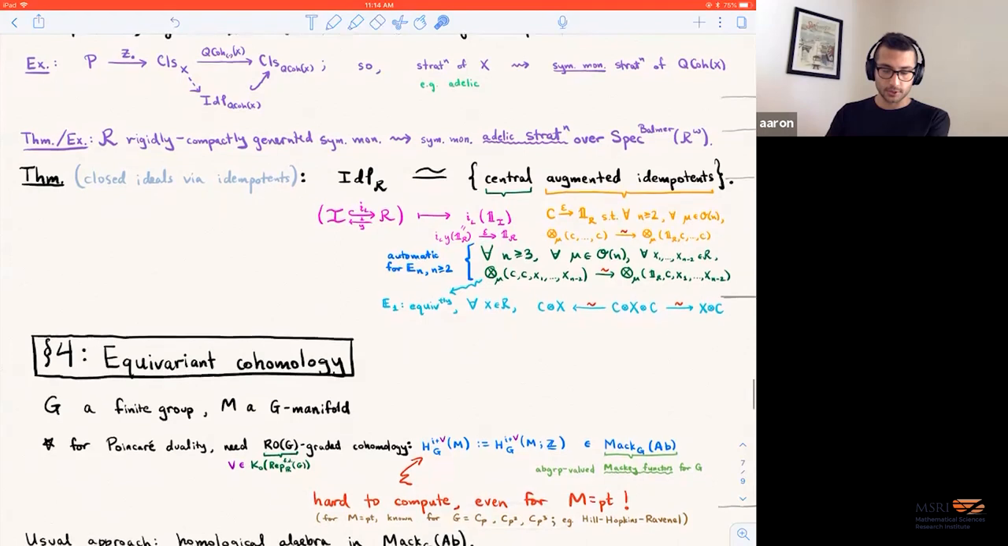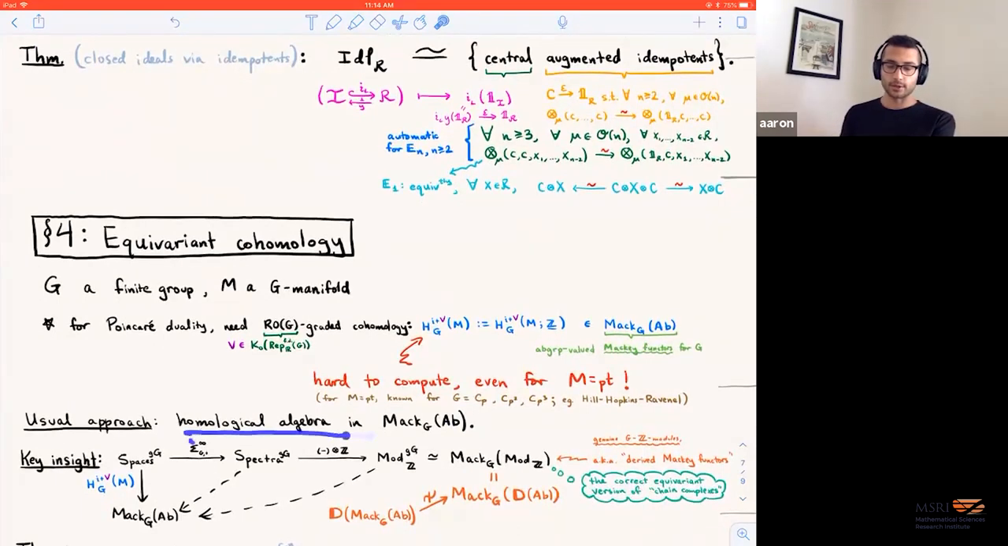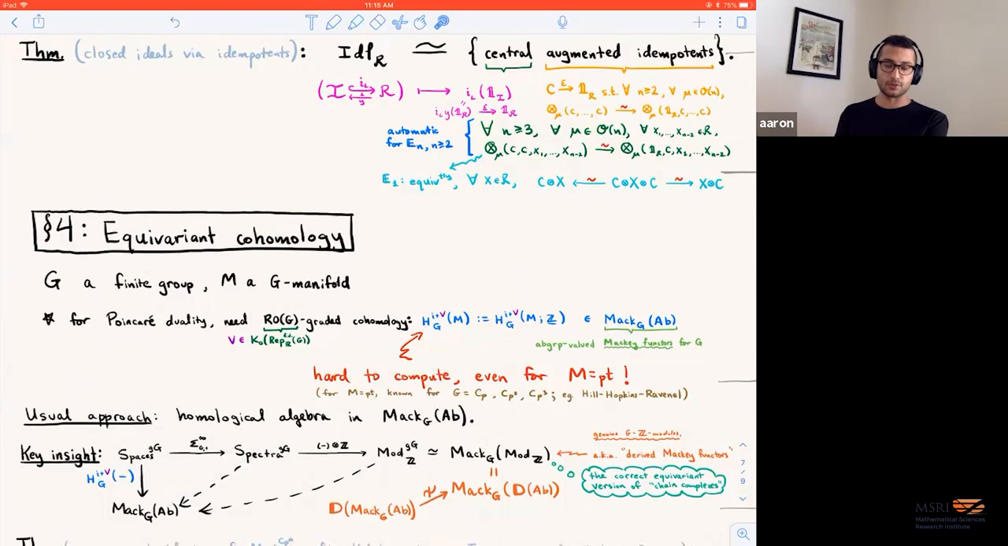So usually how this proceeds is effectively people do homological algebra in the category of Mackey functors. And the key insight here, and this is not due to us, but we push it forward, is that there's a slightly better category to consider. So first of all, this equivariant cohomology is a functor from spaces, G spaces, really genuine G spaces, to Mackey functors valued in abelian groups. That's the functor. And first of all, this factors through genuine G spectra. You can take the genuine G suspension spectrum and you can define cohomology there. But the observation is that we can do a step better than that.